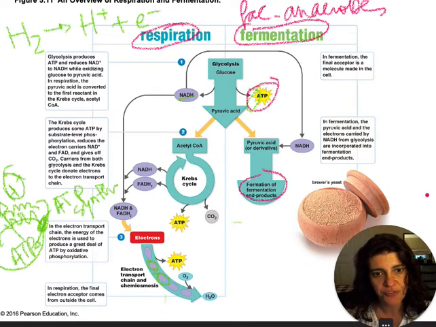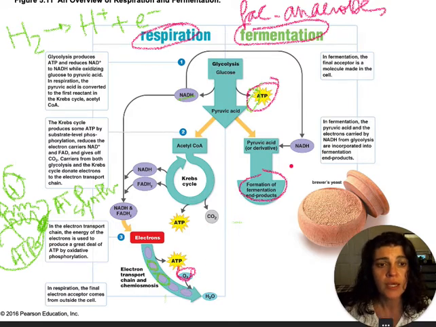So who is the final electron acceptor here in the respiration? Oxygen. I got confused. Who are the final electron acceptors here in fermentation? Remember how electrons are being carried by the NADH? Where do they go? To whatever end product is being formed here. Which are the end products of fermentation?